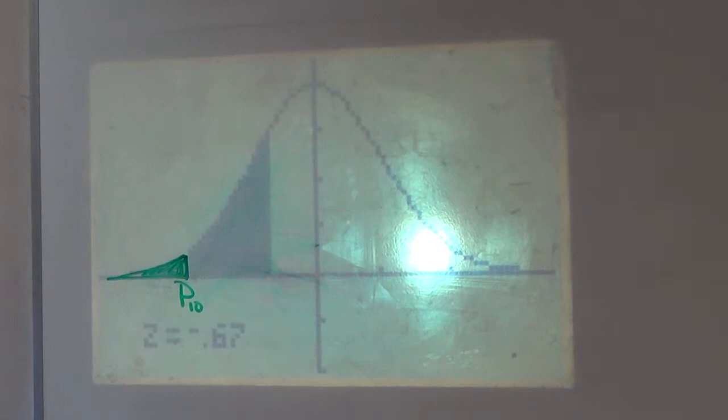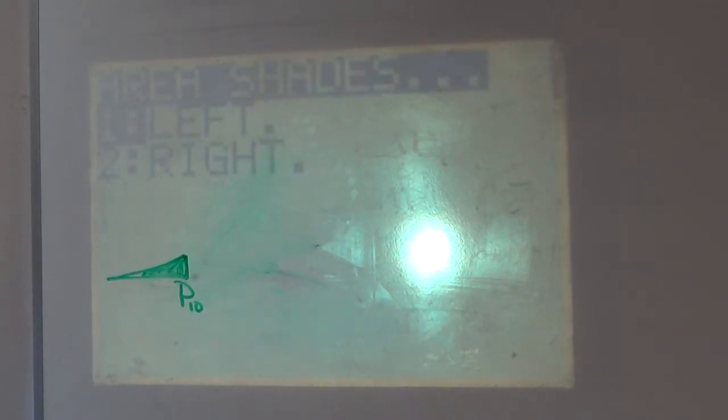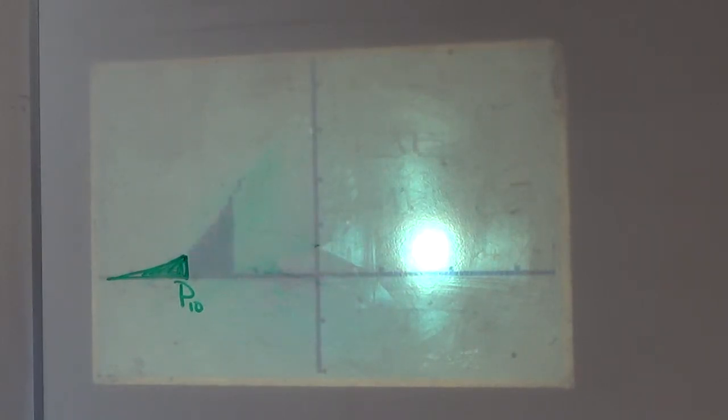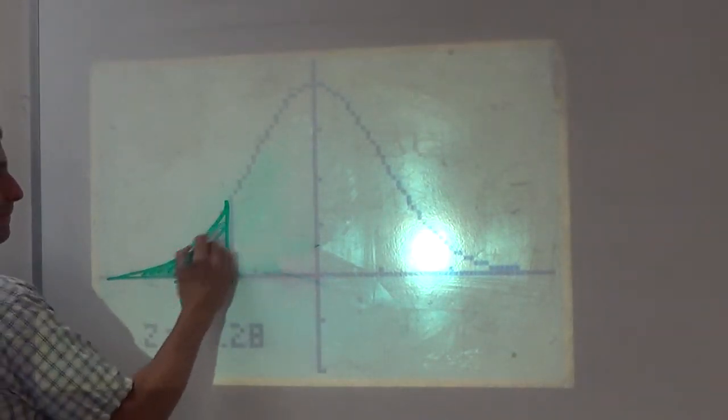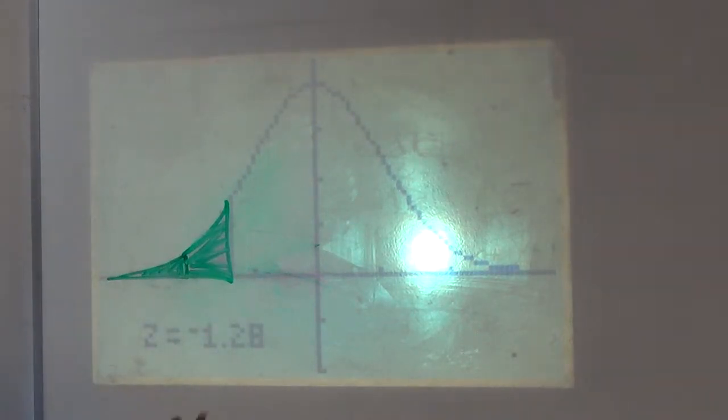Let's see if I drew it in the right place. It's a backwards problem. I want to shade to the left, and I want 10% of the area. Oh crap! Nobody saw a thing. -1.28.